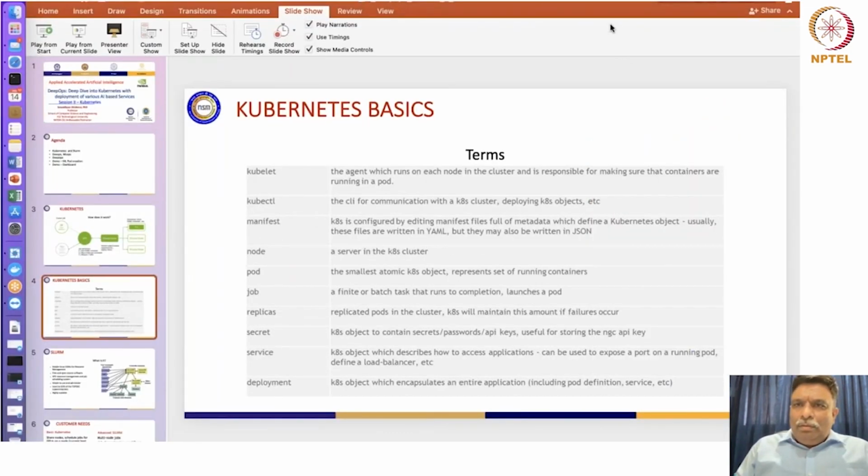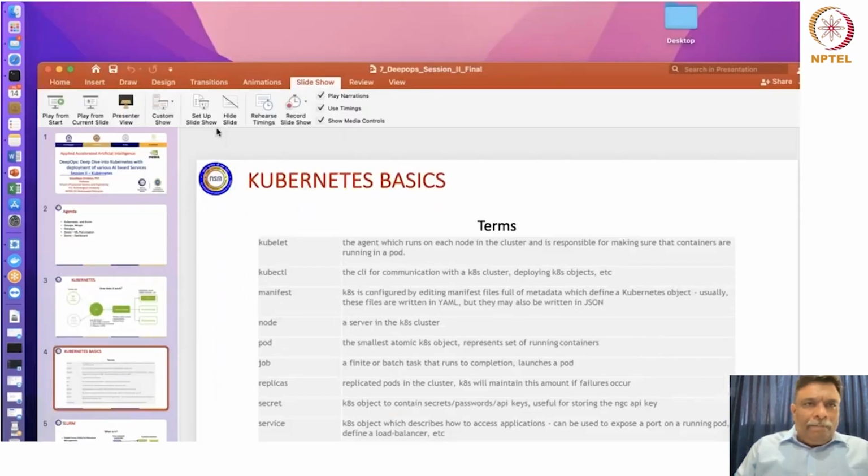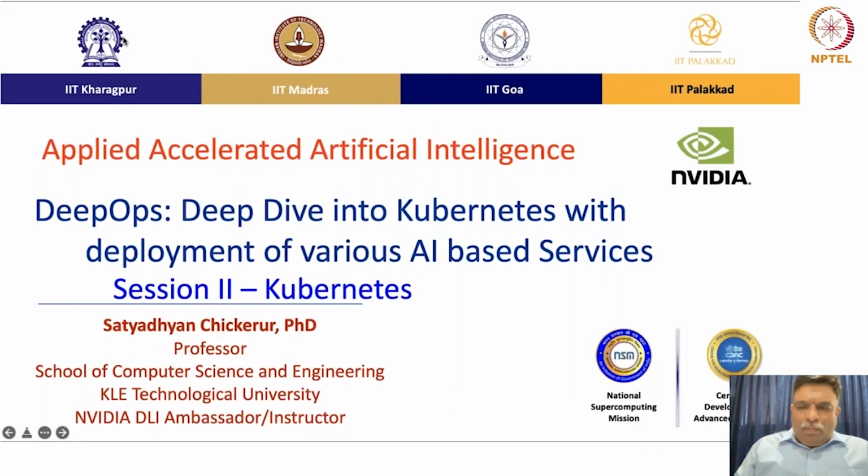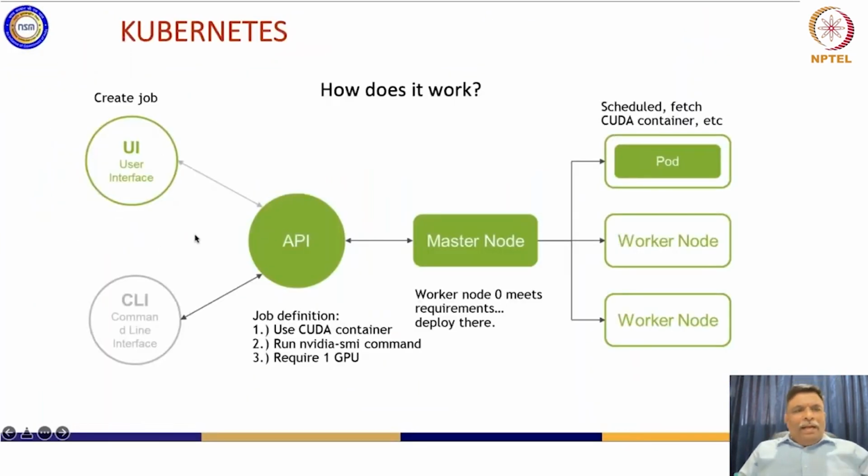So the idea is that we have this API, which actually helps us to create a job, which is to be controlled by a master node and which actually has to run on one of these worker nodes as a pod.